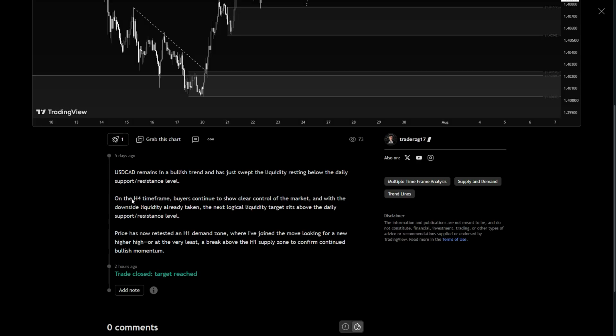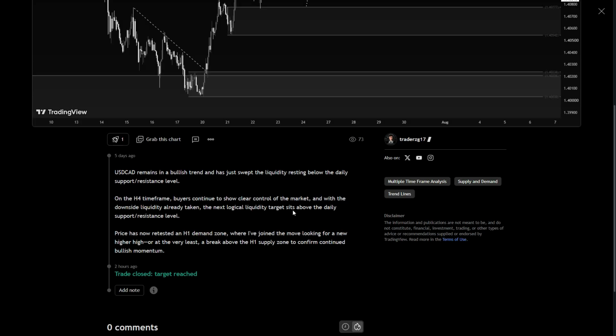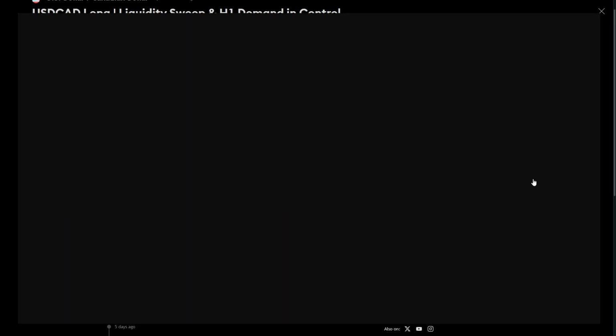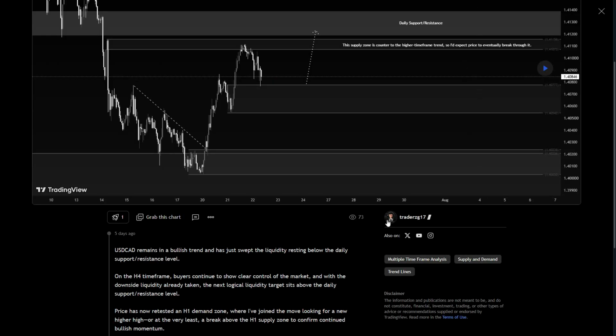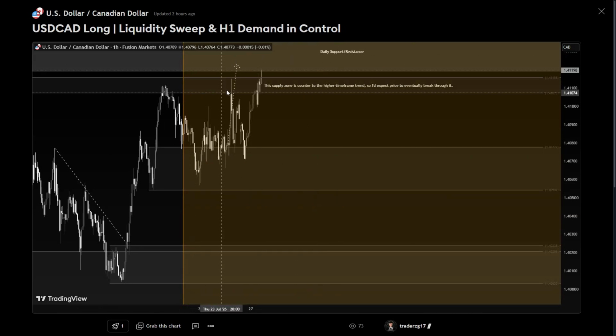Bullish trend on the 4-hour time frame, buyers continue to show clear control of the market, of course, and with the downside liquidity already taken, which is what I was explaining, everything below the support, the next logical liquidity target sits above the daily support and resistance level. So trade closed, target reached. And I just forgot to change this from neutral to long. I just forgot, but anyways, that was the idea.